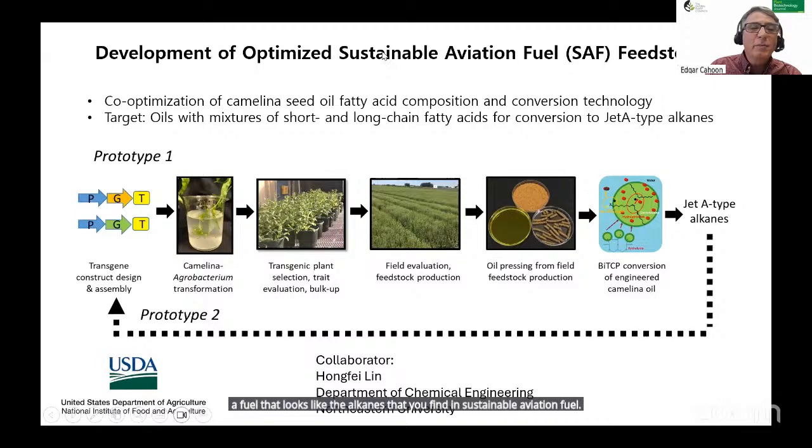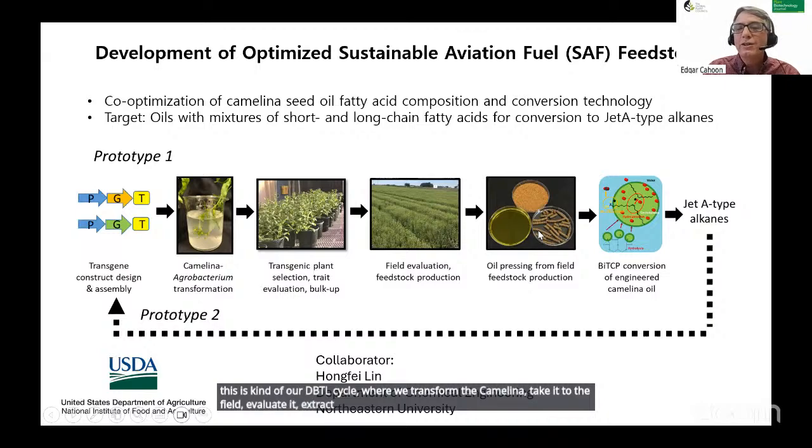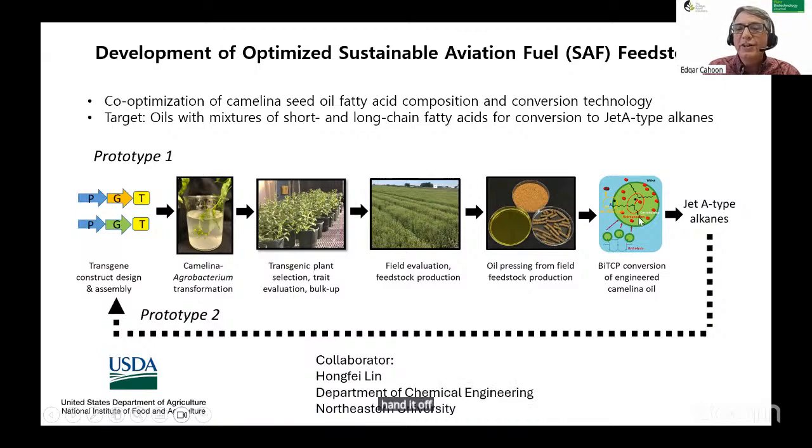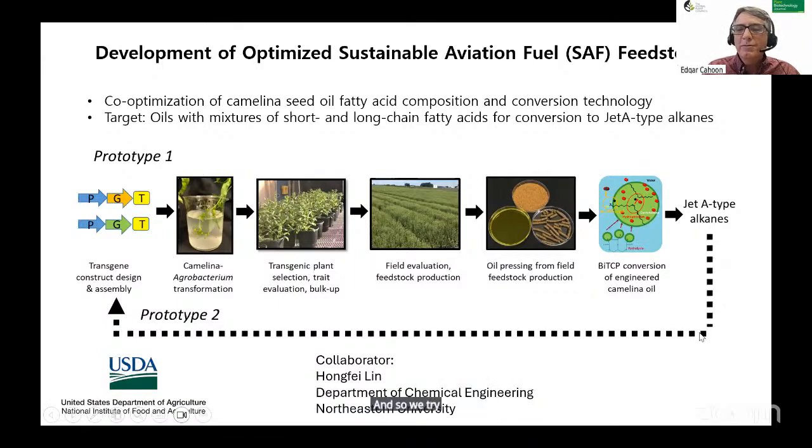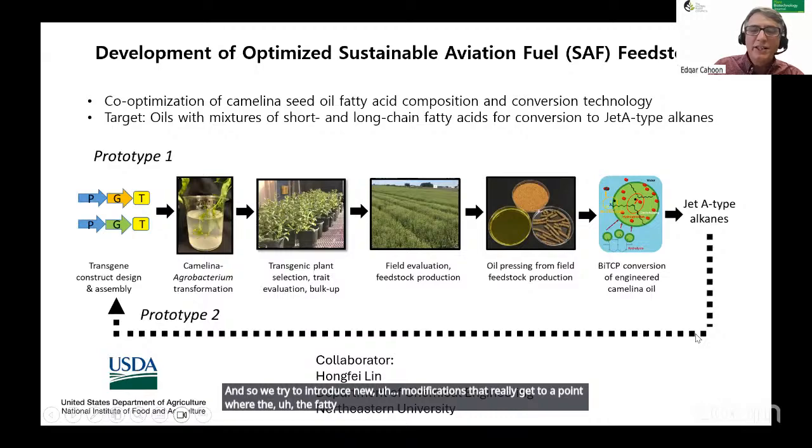This is kind of our DBTL cycle where we transform the camelina, take it to the field, evaluate it, extract the oil, hand it off to the chemical engineer. He tells us, well, the formulation could be better. And so we try to introduce new modifications that really get to a point where the fatty acid profile of the oil matches his technology.